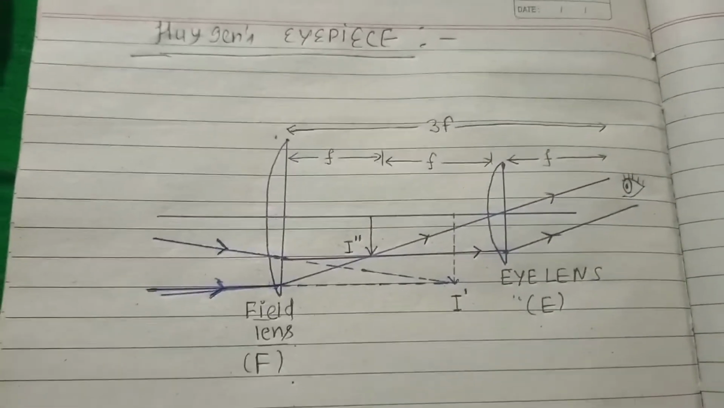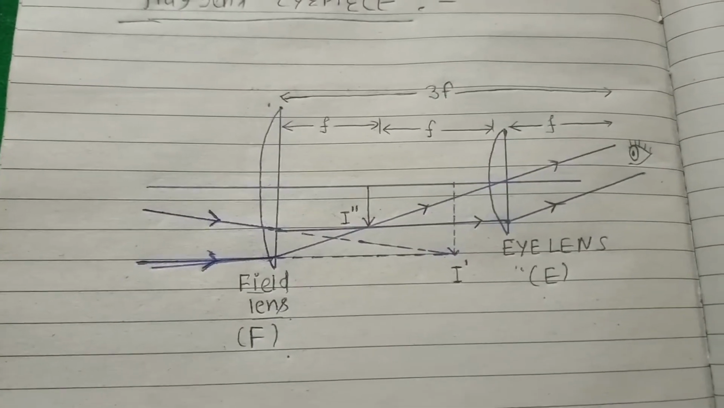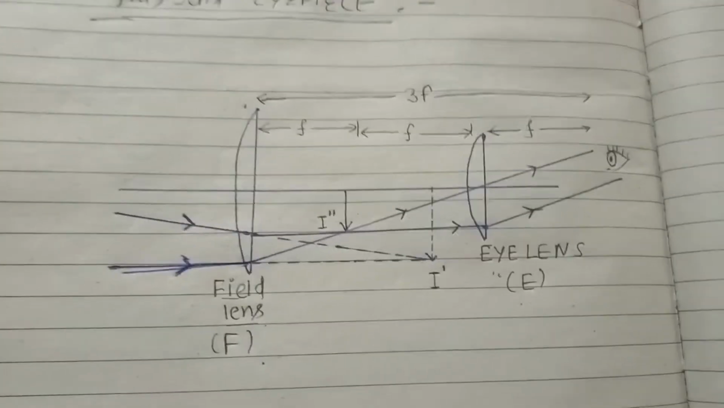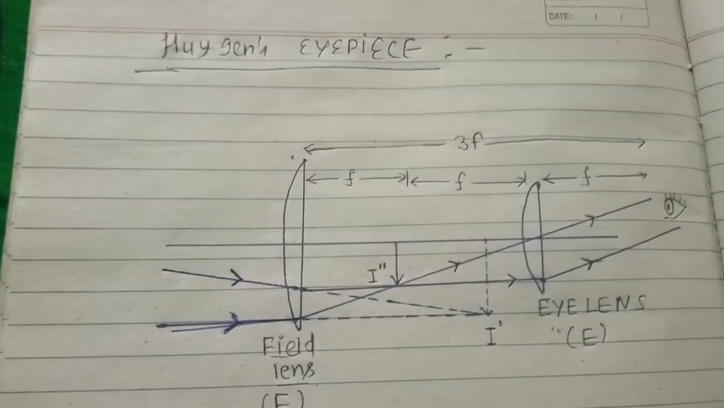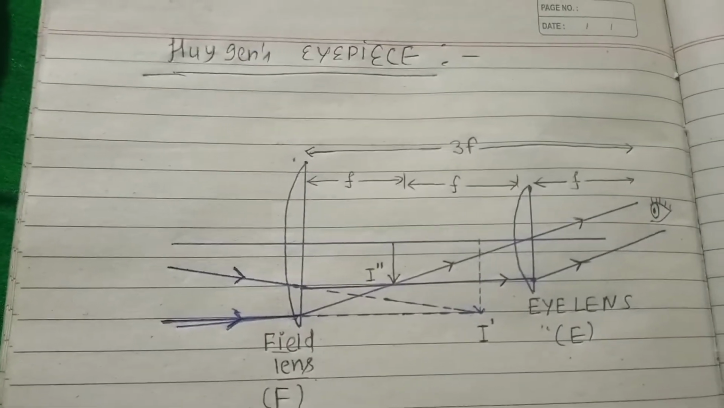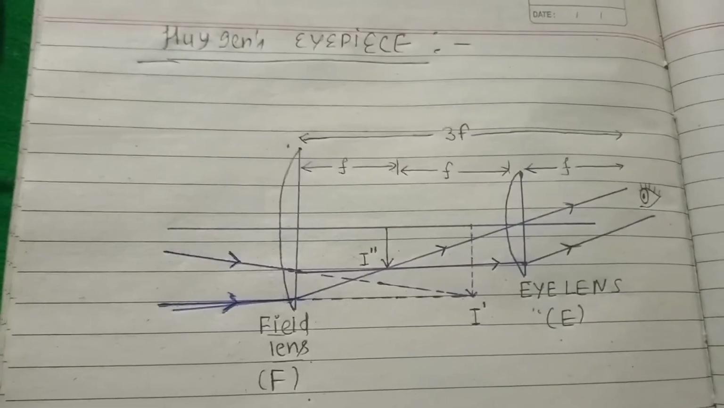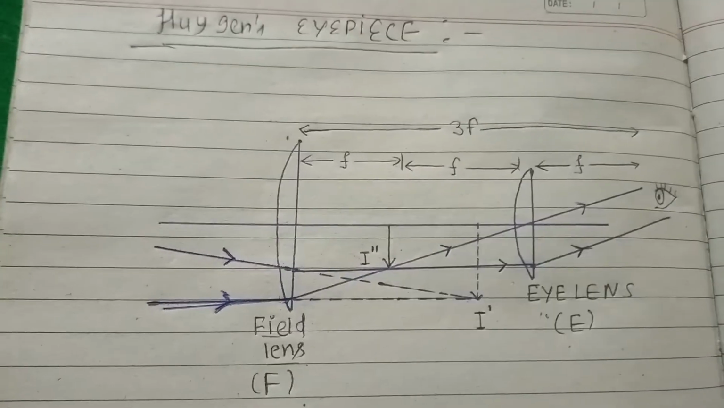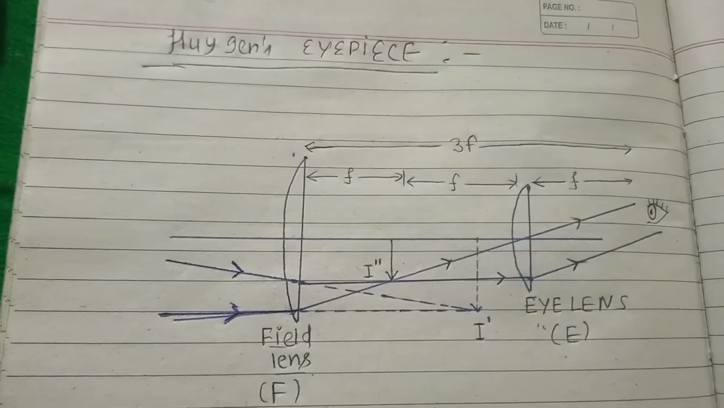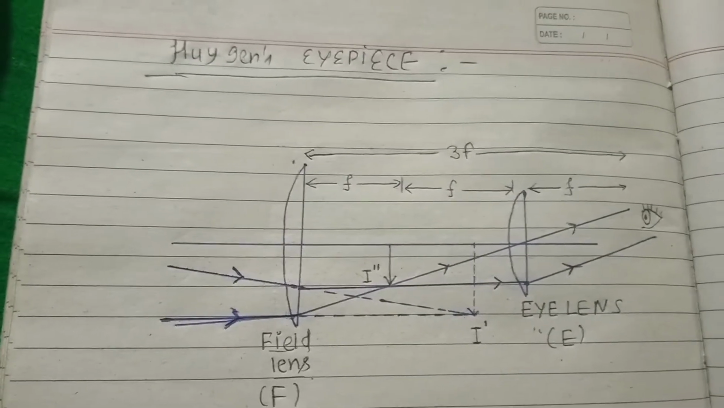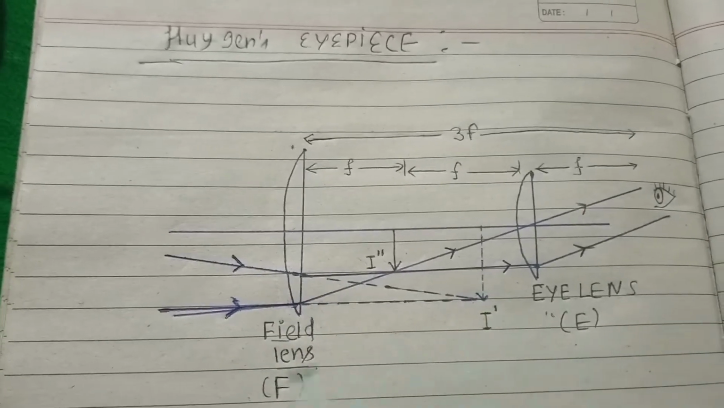Now the eyepiece lens is also a combination of two lenses, that is the field lens and the eye lens. The one which is closer to the eye is the eye lens, and the one far from the eye is the field lens. This eyepiece was given by Huygens, so it is known as Huygens' eyepiece, and its specification is that it is devised to remove chromatic and spherical aberration from the complete system. If you don't know what spherical and chromatic aberration are, go and watch my previous video.